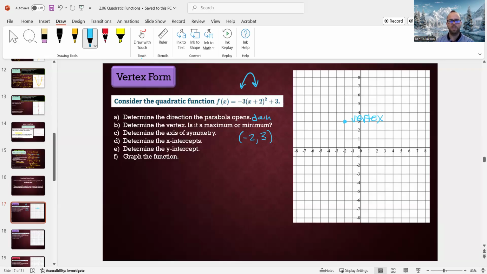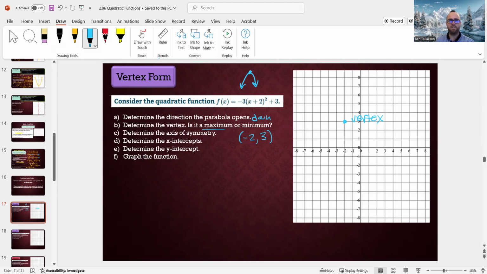Okay. But then they ask us a question we haven't been asked today. Is it a maximum or minimum? What that's asking you is, where is the vertex? Is it at the top or is it at the bottom? So in this case, we would say it has a maximum, because it's going to have a limit at the maximum, at the top.